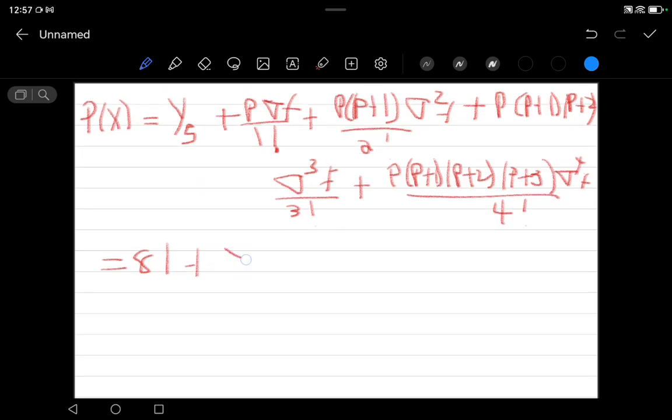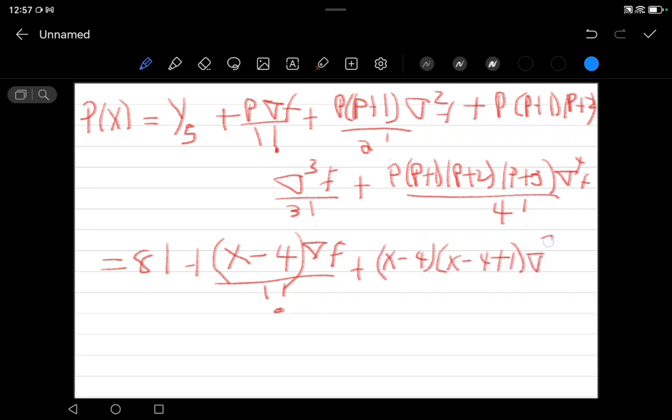Okay, so it's going to be x minus 4, the backward change in f over 1 factorial. Plus it's going to be x minus 4 plus 1. Guys, are you following? We're just substituting here. Do you have any questions?